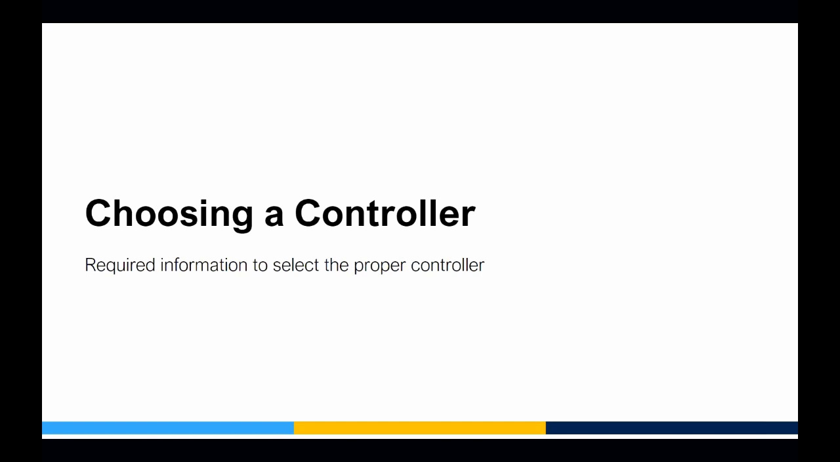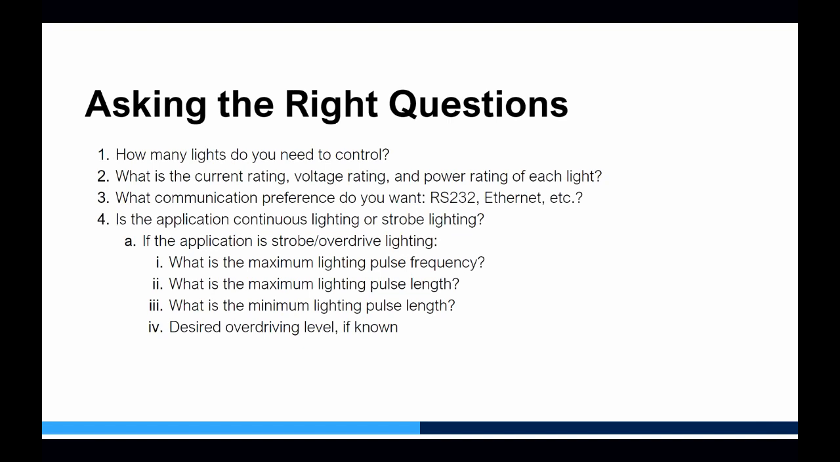I will now go through the questions we want to know to help pick the right controller, and how to pick one with the CCS example. When we decide that we want a controller, the information we're going to ask you is: how many lights are you controlling on one controller? What are the lights? Because I need to know the current rating, the voltage rating, and the power rating of each light, just to help narrow down options. What communication preference do you prefer, RS-232, Ethernet, whatever? I need to know if the application is in continuous or strobe mode.